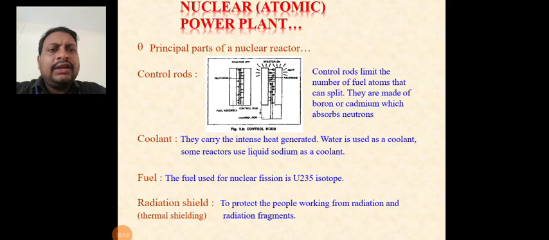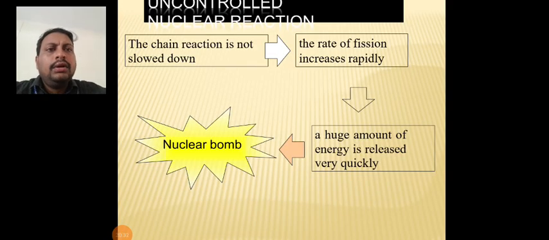Another important component is the radiation shield. A large amount of heat is produced due to the radioactivity, so a radiation shield, or thermal shielding, is used to protect the people working there from radiation and radiation fragments.